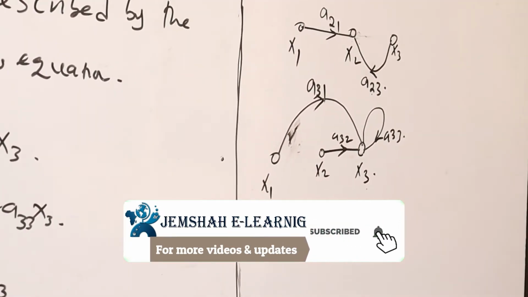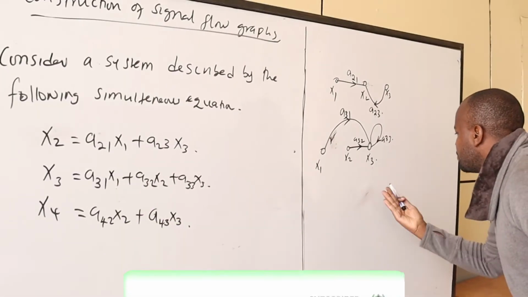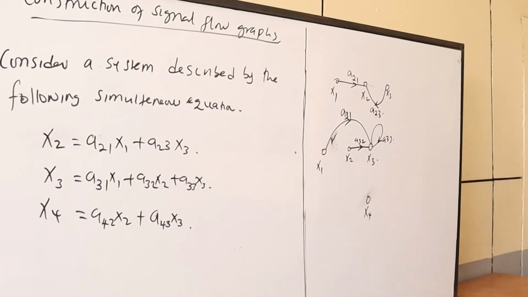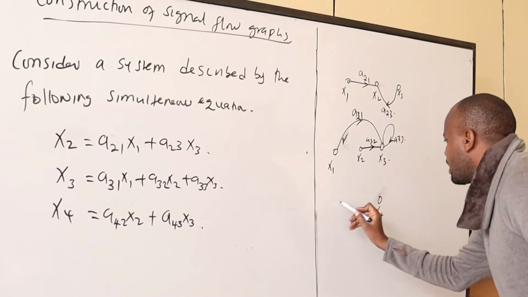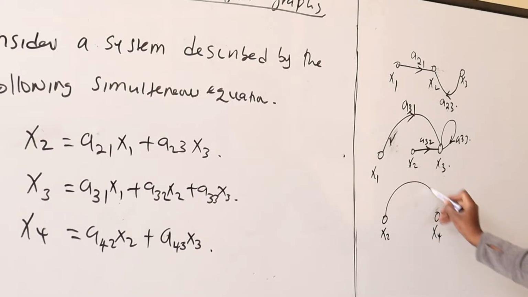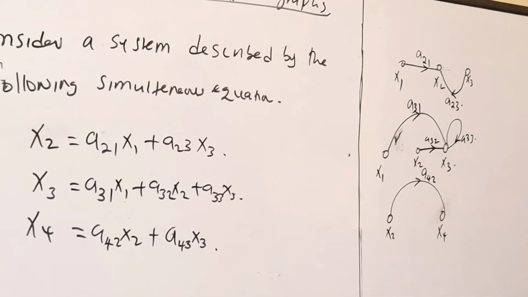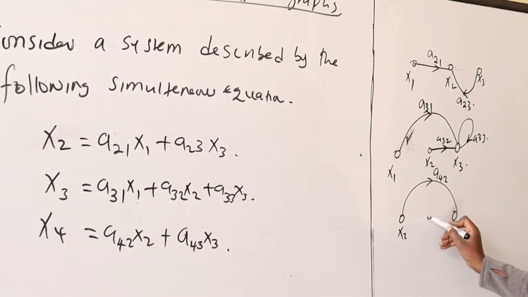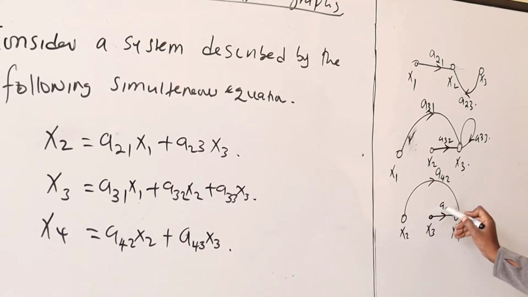And then we can also have x4. Let's have a node for x4. For the node of x4, if you look at it, it comes from a42, which means that one comes from x2. So we can have x2 here. So a42, moving forward. Then we can have a43 x3. It means that there is one that comes from x3. And here we have a43.